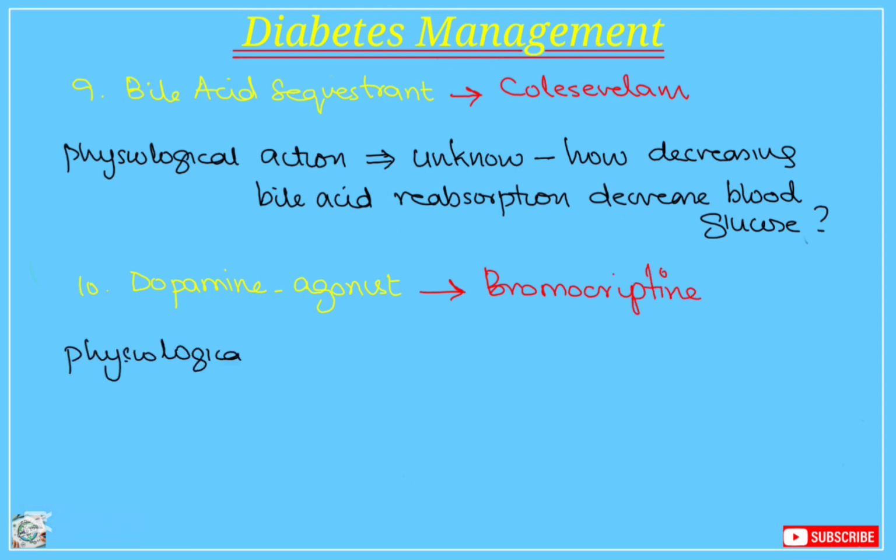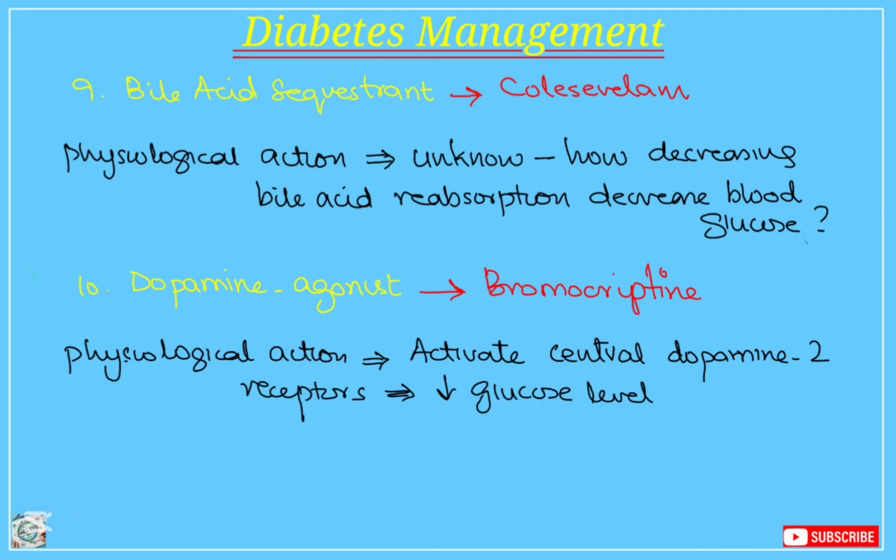class. Bromocriptine works by activating the central dopamine D2 receptors in the brain. These receptors are part of the dopaminergic system, which helps regulate processes like insulin sensitivity and glucose metabolism. When bromocriptine activates these dopamine receptors, it leads to improved insulin sensitivity and reduced glucose production by the liver. This can help lower the blood sugar levels in patients with type 2 diabetes.